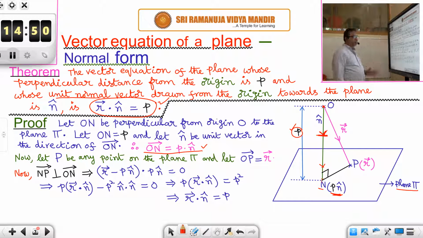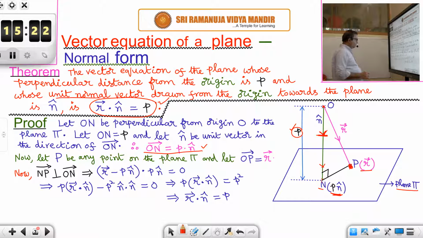Now what we have to do is find the equation of the plane. We have to take any general point P in the plane. See here, see the diagram. Let P be any general point in the plane. I have joined OP and put an arrow. Let OP bar be equal to R bar. That means R bar is the position vector of any general point in the plane. So P's position vector is R bar.